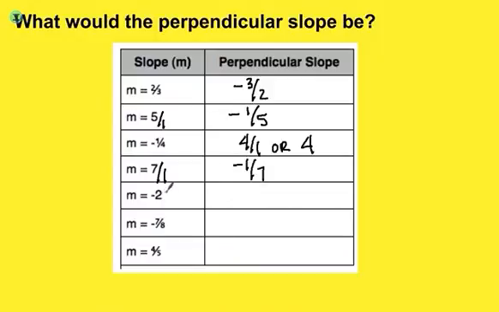For m equals negative 2, remember I could take that negative 2 and put it over 1 since it wasn't written as a fraction to start with. The perpendicular slope would be positive because it was negative to start with, positive 1/2. And negative 7/8, the perpendicular slope would be positive 8/7. And last, the positive slope 4/5, the negative reciprocal or the perpendicular slope would be negative 5/4.